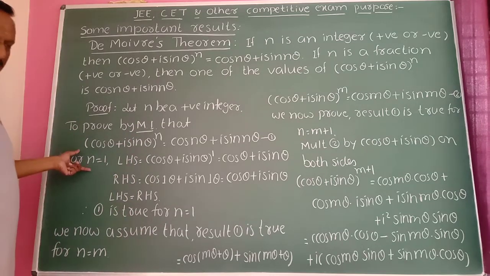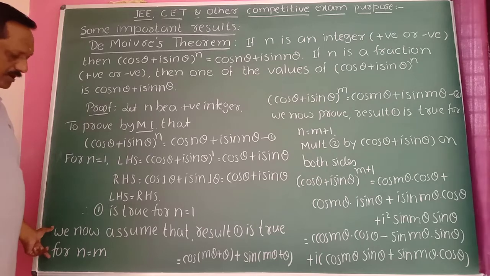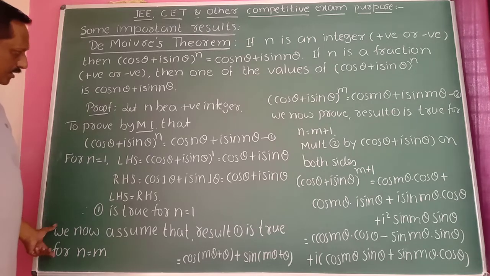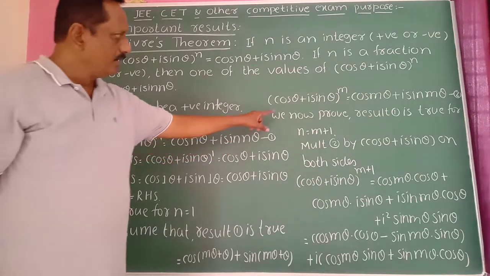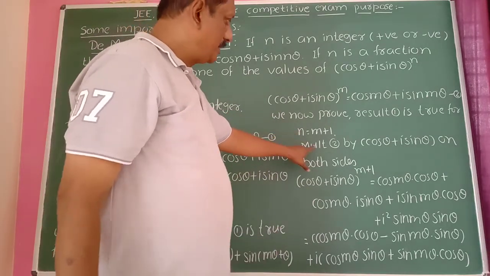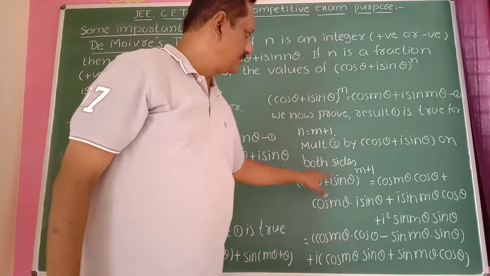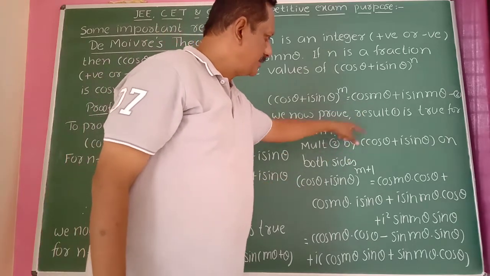First step, take n = 1, LHS equals RHS. Second step, assume the result is true for n = m, replacing n by m. Then we have to prove the result is true for n = m + 1 also, multiplying both sides by cos theta + i sin theta. Its product is this, and I multiply the terms here.